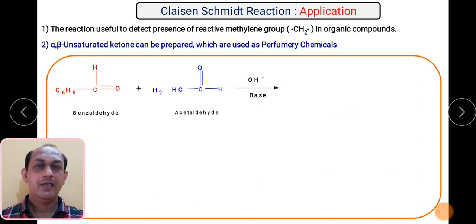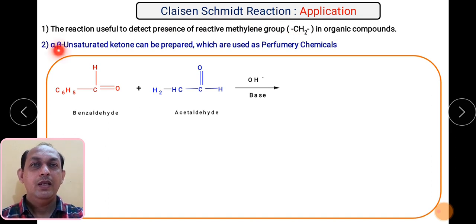So let us see the application part. What is the use of this reaction? The first thing is that the reaction is useful to detect the presence of a reactive methylene group in an organic compound. As we know, the reactive methylene group is a CH2 group attached to two electron withdrawing groups. Examples of active methylene compounds are ethyl acetoacetate and malonic ester. We have seen in the case of Knoevenagel reaction. So this reaction is useful to detect whether a reactive methylene group is there or not in the given compound.